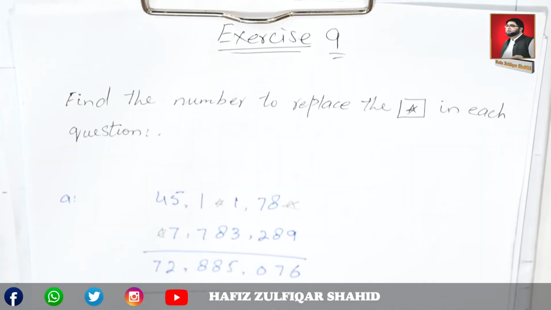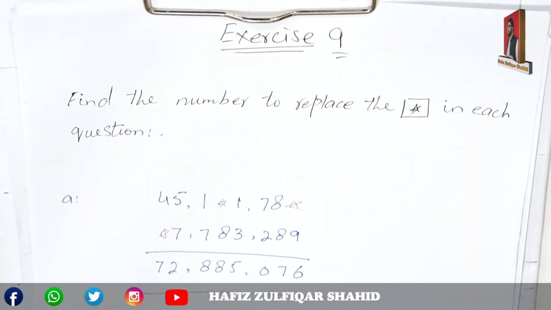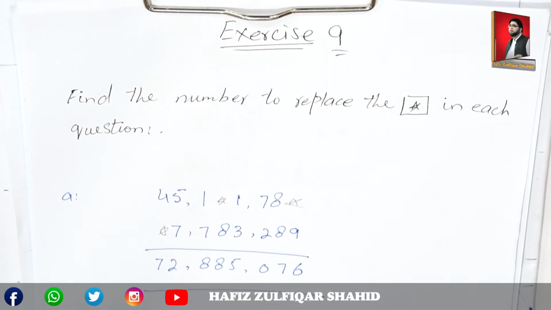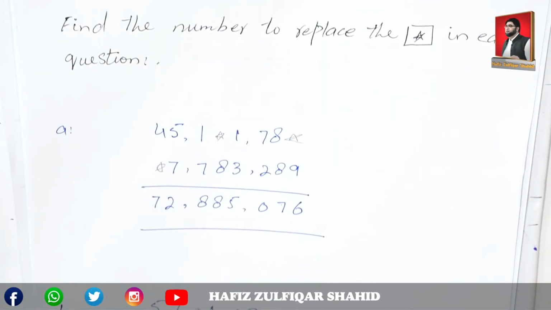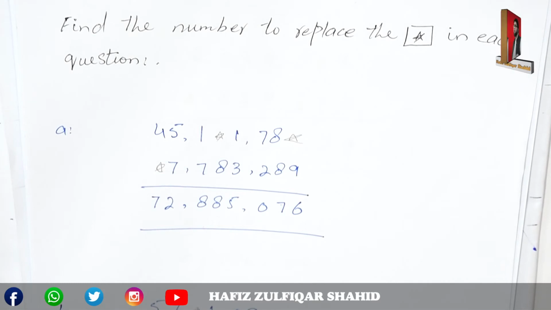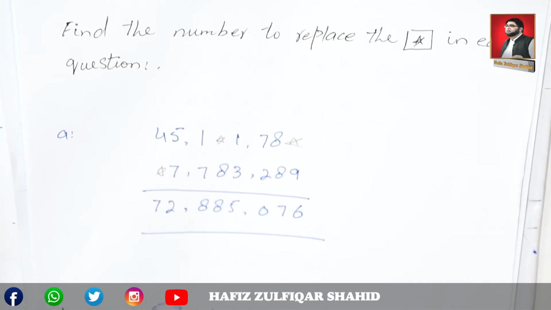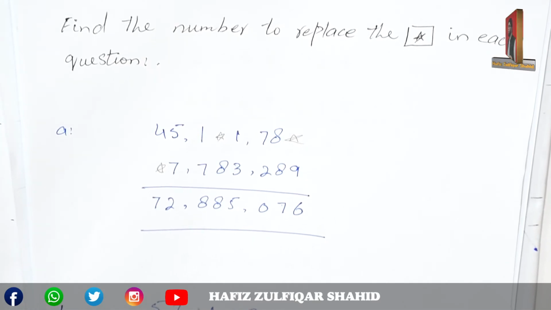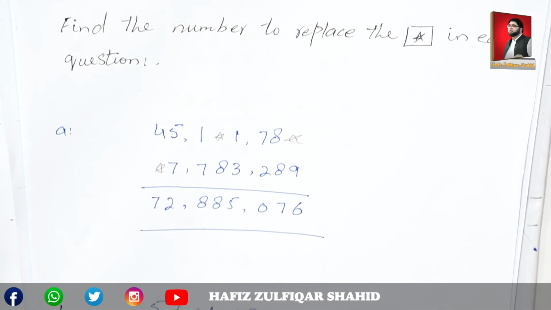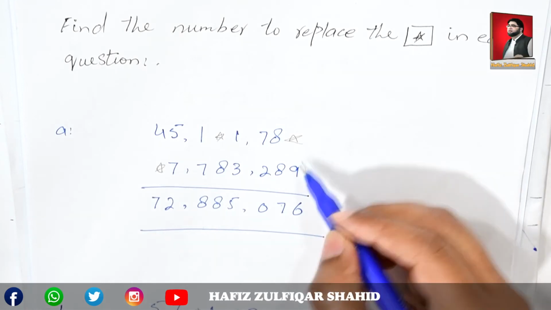We will follow the reverse method. Reverse method means when we add numbers, its reverse is subtract the number. Adding makes numbers larger, and subtracting makes them smaller.